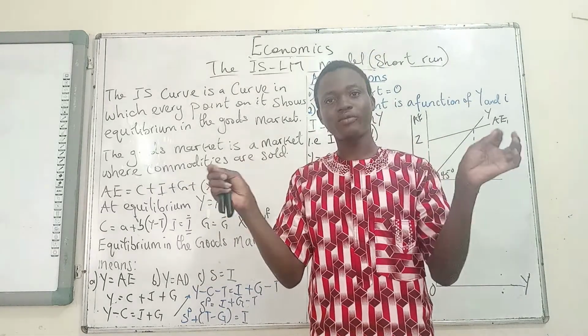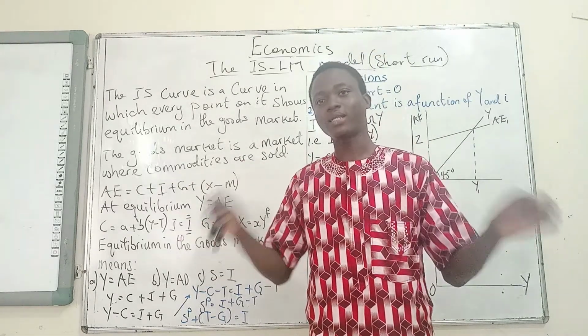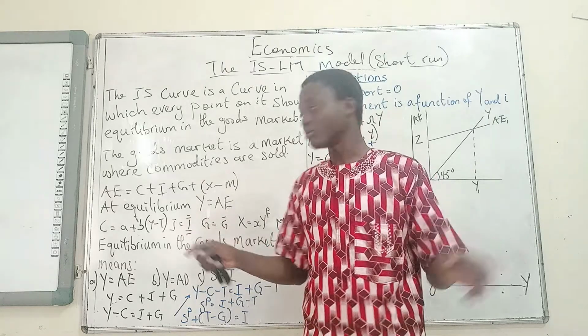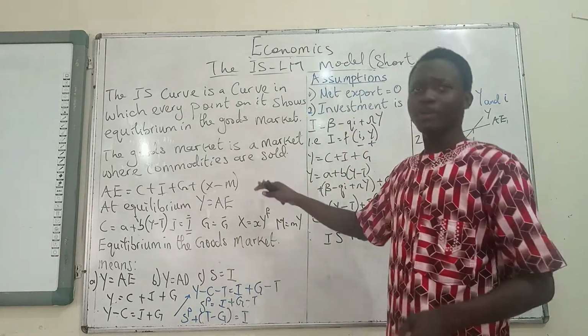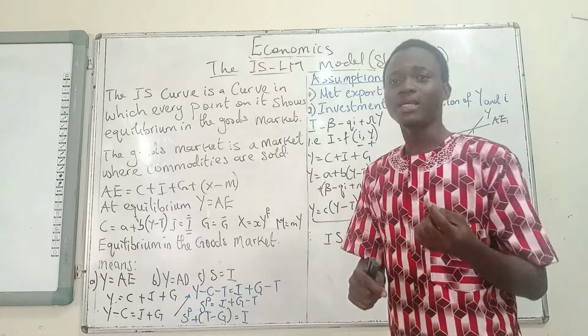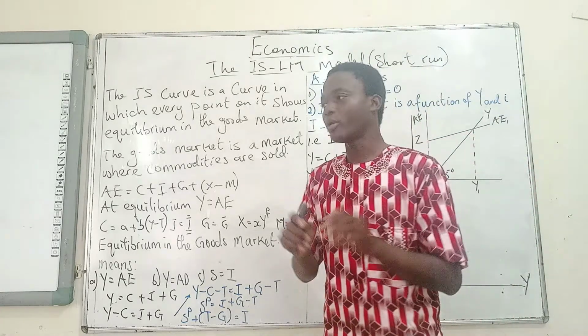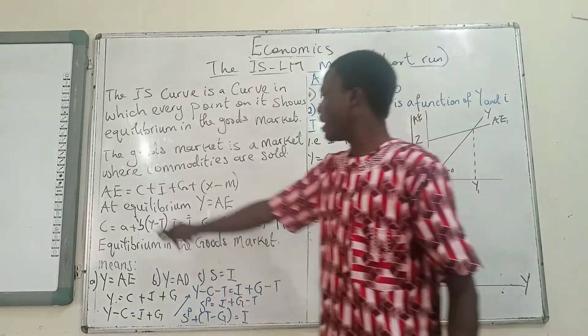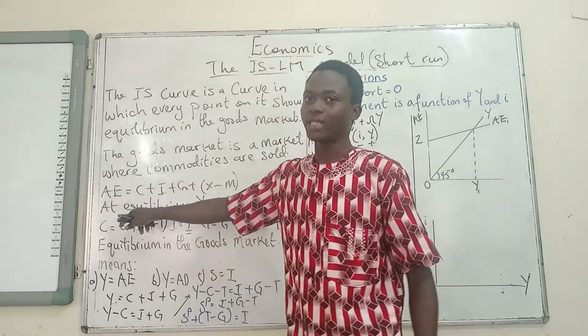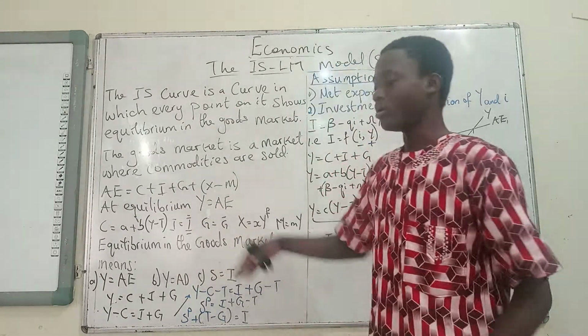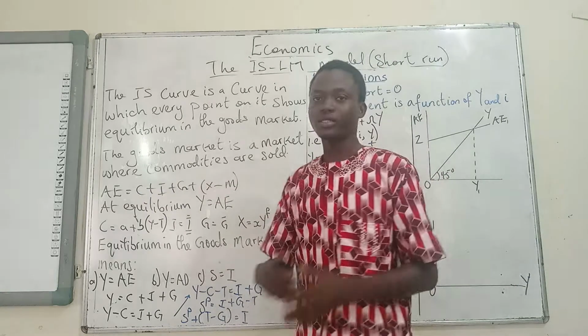There are times you solve and we don't even really know what we are solving. You just want to solve and get an answer, be done with that exam, and just get out. All right. But in this particular thing, Y is only equal to AE at a single point. At a single point. So it is very, very important to note that at equilibrium, Y equals AE.